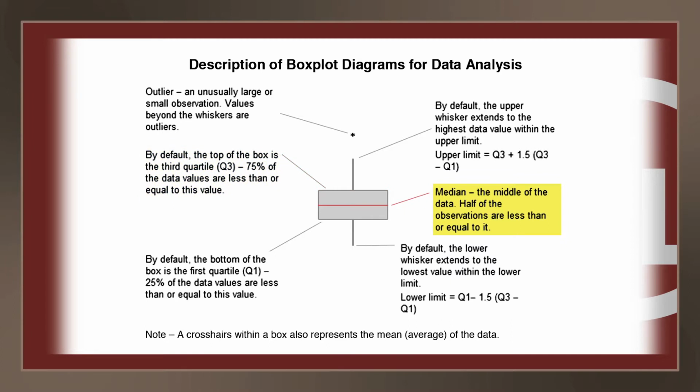Median, the middle of the data. Half of the observations are less than or equal to it. By default, the bottom of the box is the first quartile. 25% of the data values are less than or equal to this value. By default, the lower whisker extends to the lowest value within the lower limit. Note, a crosshairs within a box also represents the mean or average of the data.